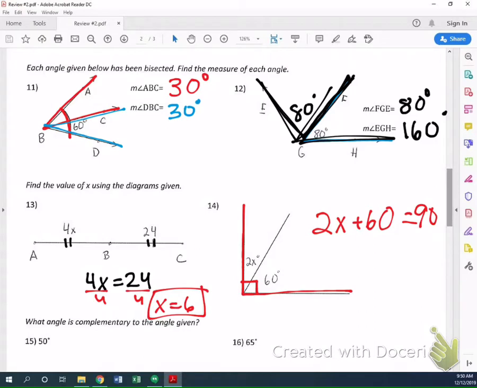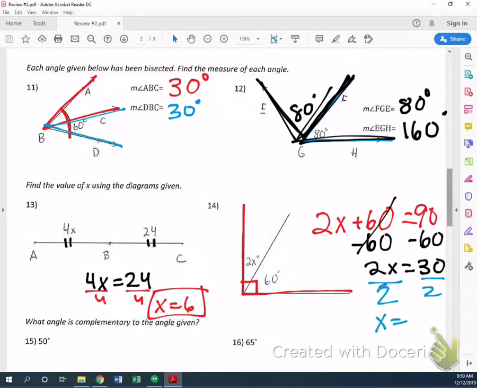Okay? So to solve this one, you have to do a few extra steps. You subtract the 60 first, and then you divide by 2. So x equals 15. Good. Any questions on these 4?